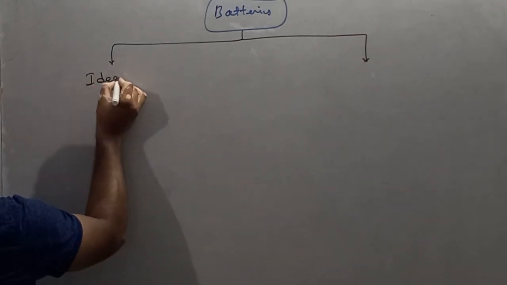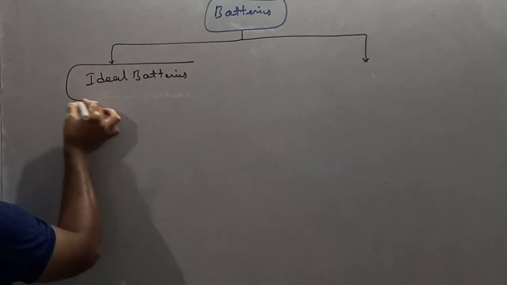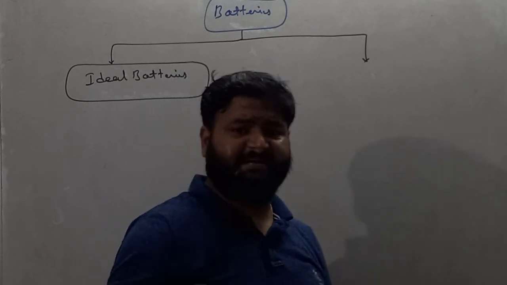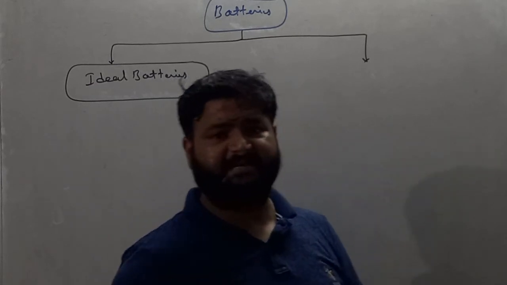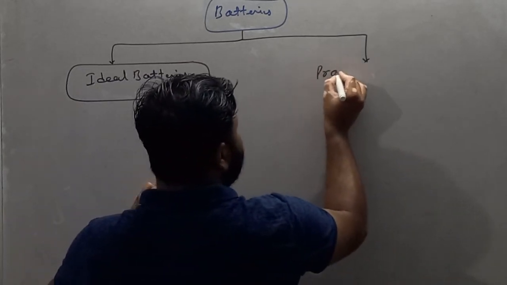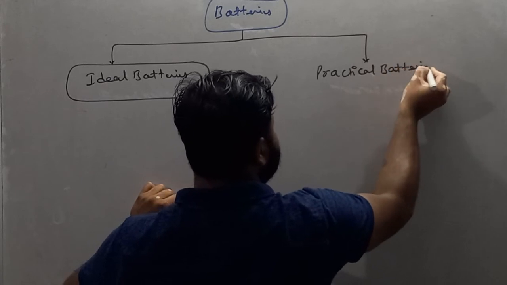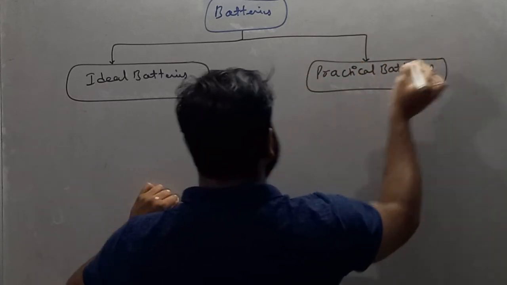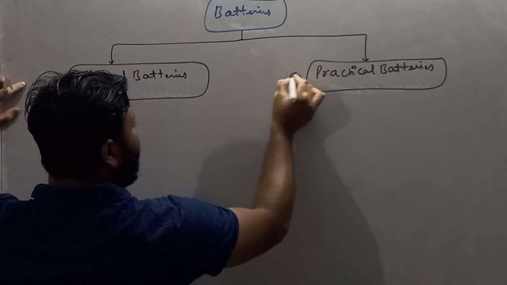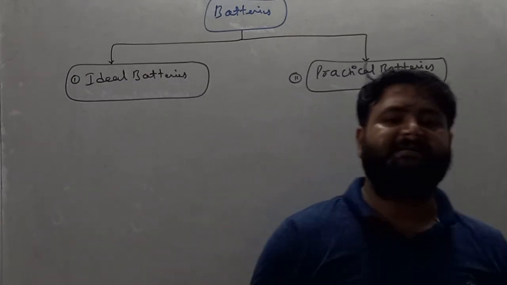First is called ideal batteries, which we make in a circuit, and it is considered to be an ideal battery. And second is practical batteries. So we have two different kinds of batteries, dear student. One is our ideal battery and the second is our practical battery.